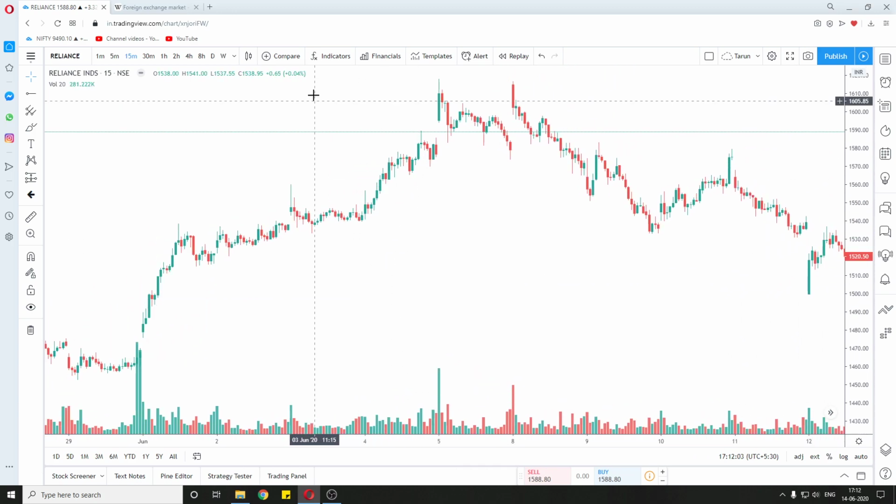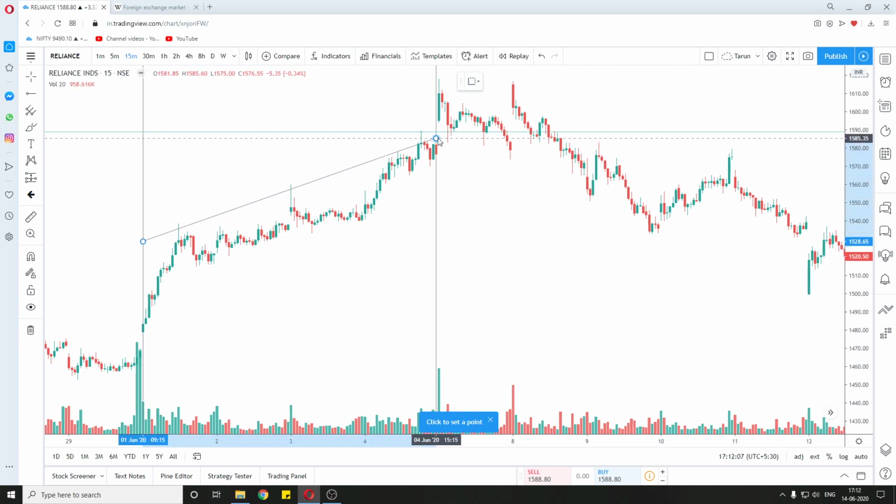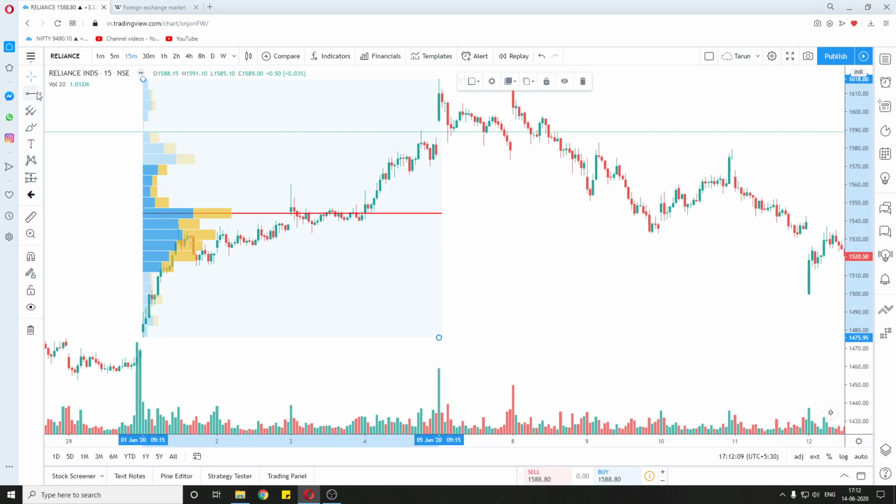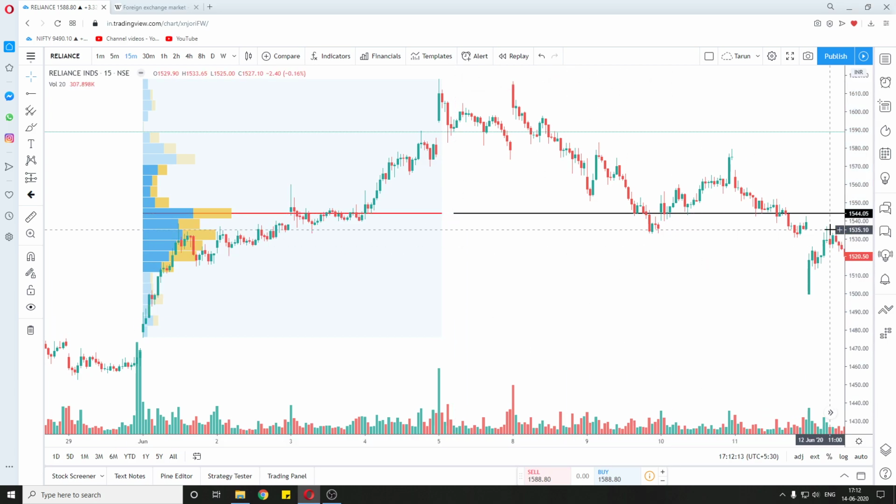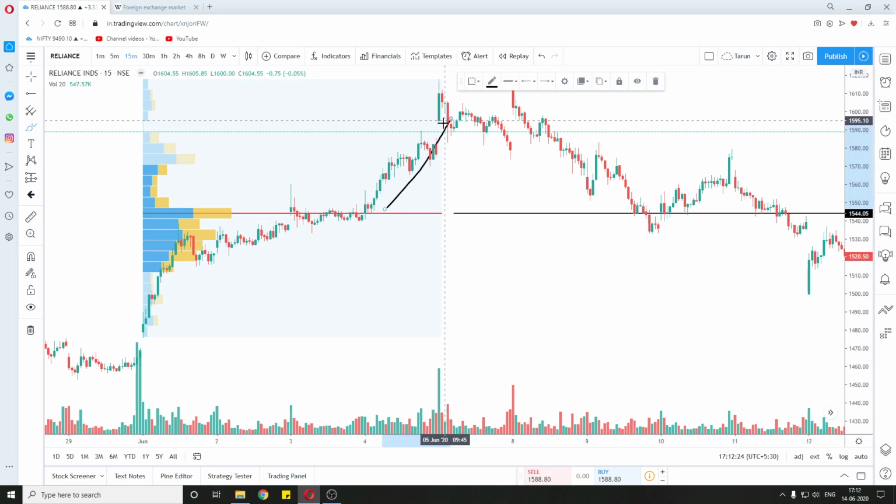Now what we do is we plot a fixed range and see where the most amount of trading has taken place, and we use the POC to find that, and we get that the most amount of shares which were bought by the big players were at 1544 rupees. Now the price goes up, and we wait for the price to come back down to 1544 rupees and we buy.